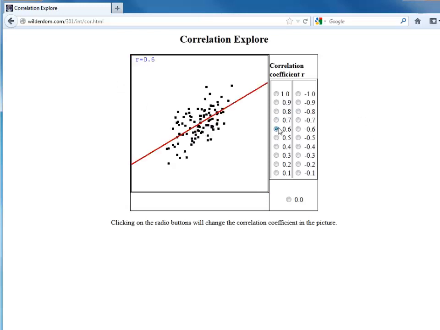So that's something you can find and play with online. Just search for interactive correlation coefficient, and you'll be able to find there are a number of those available online.